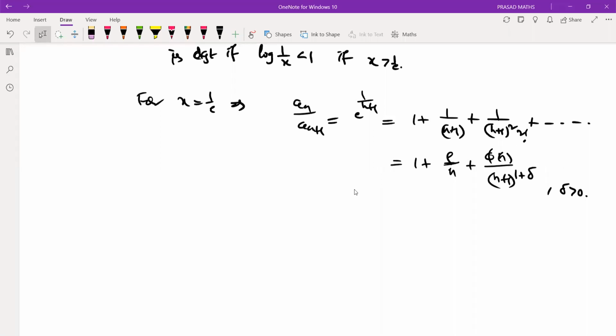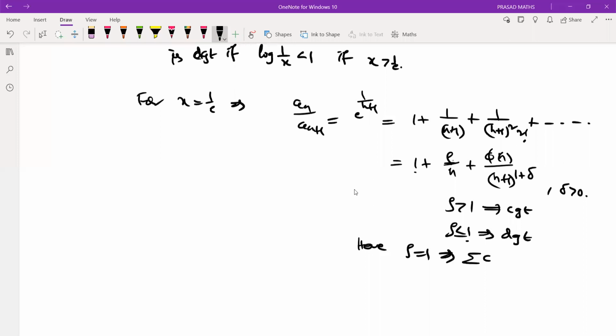So therefore, what you observe is that this is looking like a Gauss series. So Gauss test. In Gauss test, whenever this is bigger than 1, you know that this is convergent. If this is less than or equal to 1, divergent. So here rho equals 1. Therefore, by Gauss test, this series is divergent.